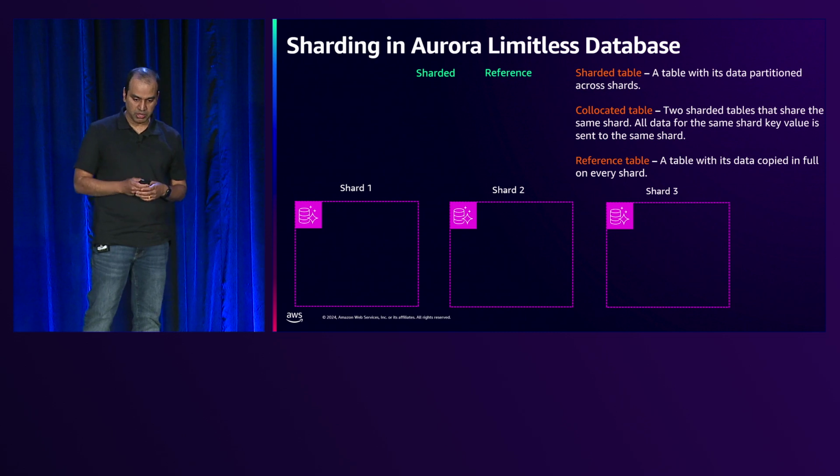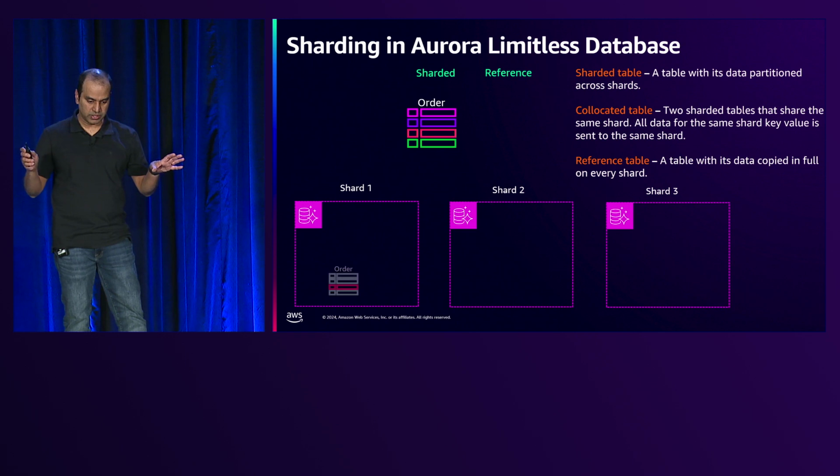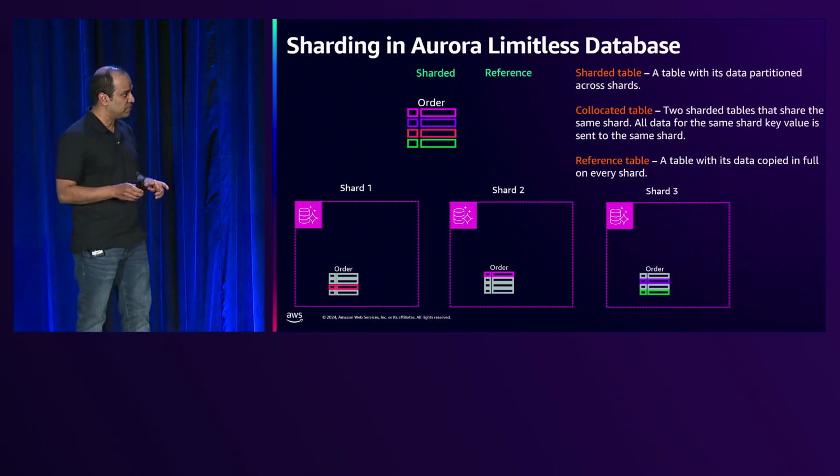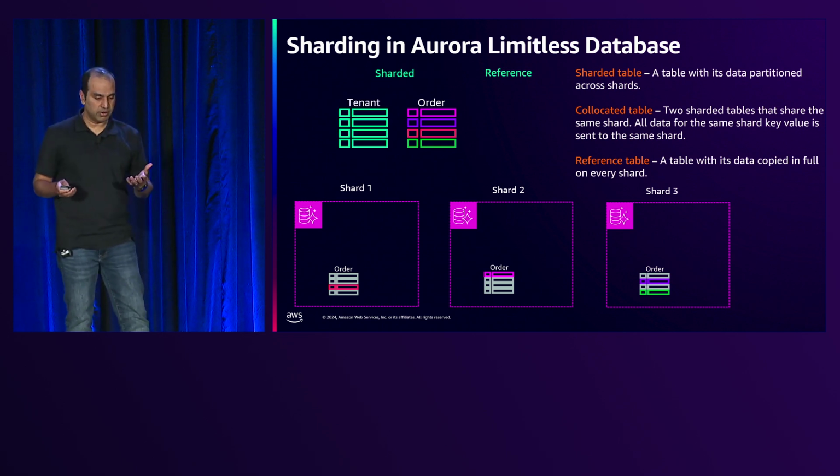So the order table in this particular case, you want the data for the order table to be partitioned across the different shards, right? So when you create that shard key or identify that tenant ID as a shard key, the limitless database would place the data, or a slice of the data, across the 3 different shards here. And the same thing with the tenant table, right? Because the tenant table obviously has a tenant ID. And again, you want this to be partitioned.